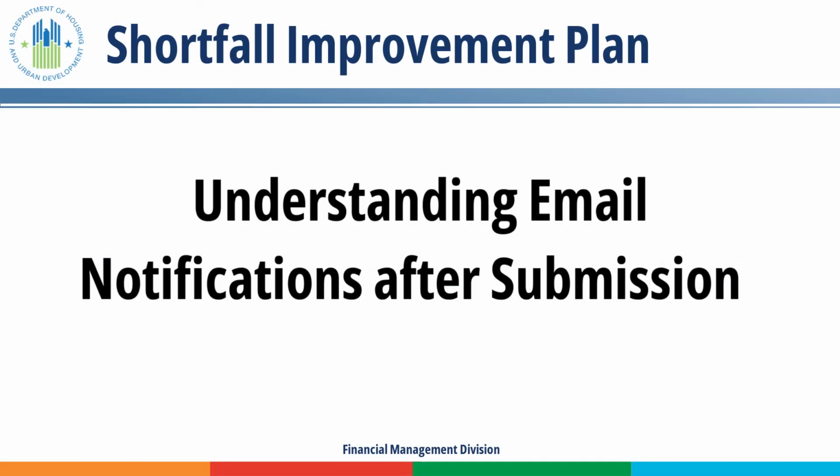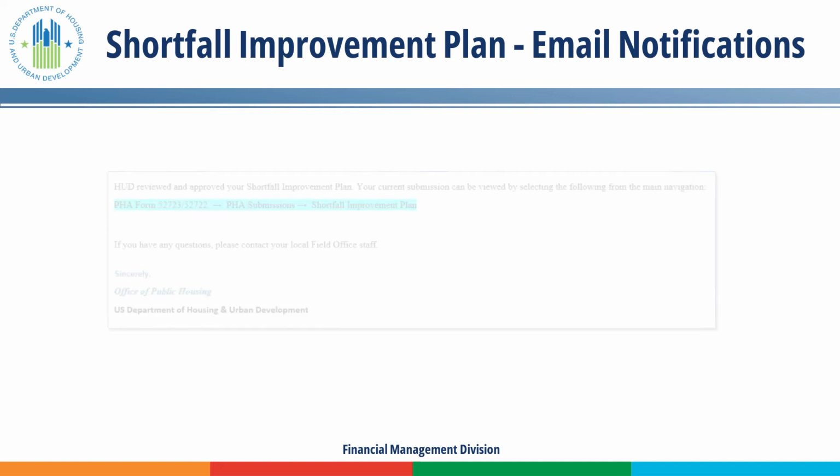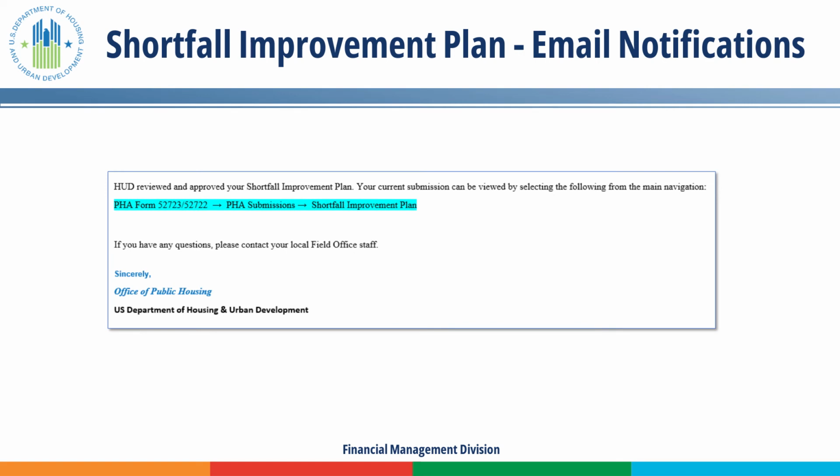Understanding email notifications after submission. The OpFun web portal notifies your PHA's Executive Director by email when the Shortfall Improvement Plan is submitted. This is an example of the received email notification. The portal notifies your PHA's Executive Director by email when HUD approves the Shortfall Improvement Plan. This is an example of an approved email notification.